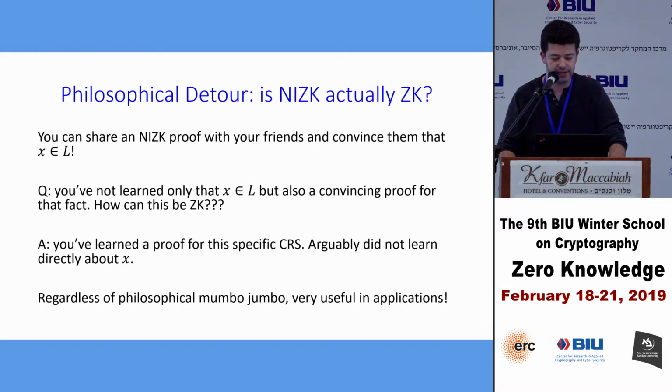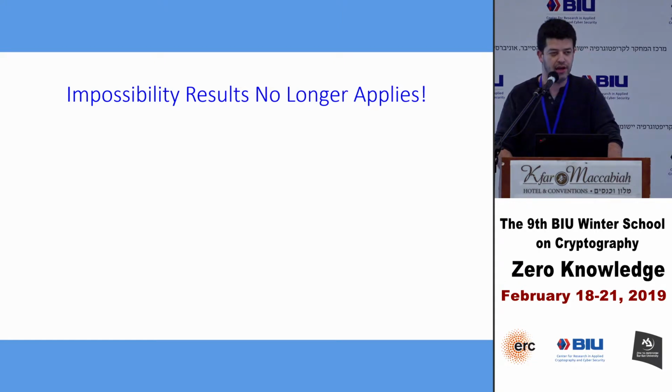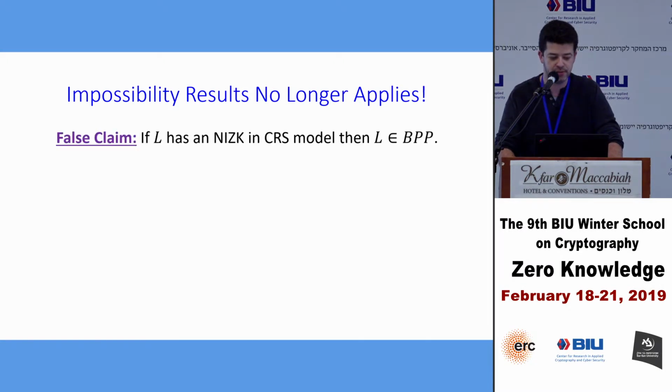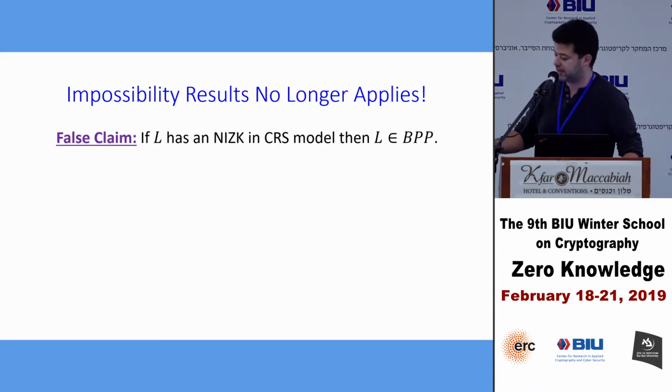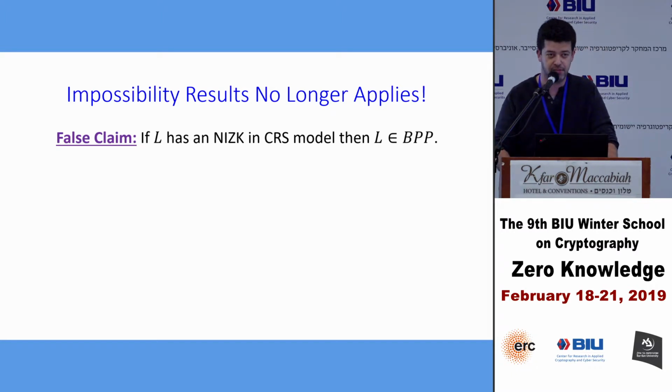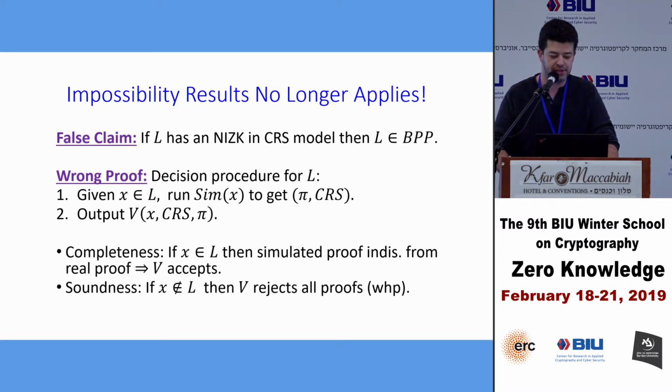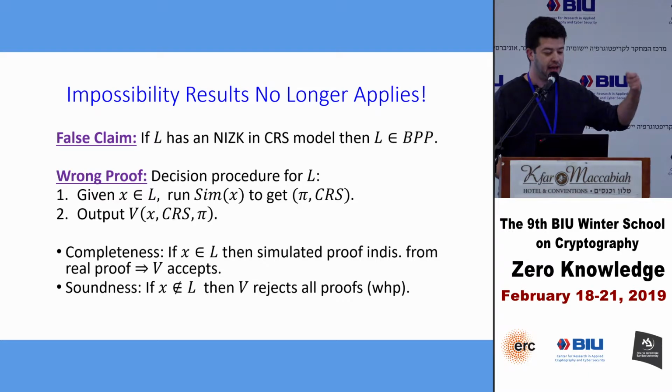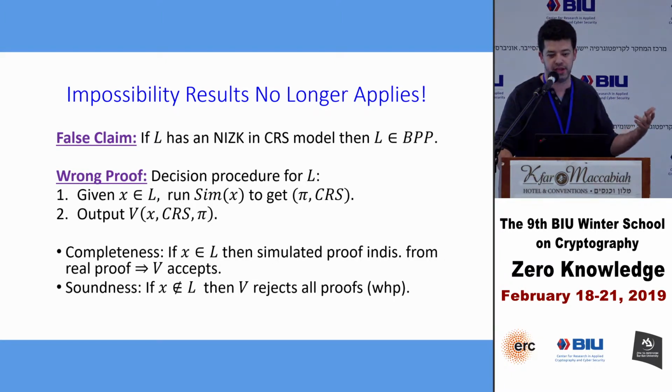Good, so that's NIZK. And I want to show you why this definition gets around the impossibility result that we saw in the beginning. This was the claim that we had, but now I'm extending it to the CRS model. Let's say I wanted to prove to you that if language L has an NIZK in the CRS model, then L is in BPP. I'm just going to copy-paste the same argument that I had before. The decision procedure is: run the simulator. You now get both the proof pi and the CRS. Now run the verification on X, the CRS, and the proof pi. That's a proposed algorithm for deciding the BPP language.